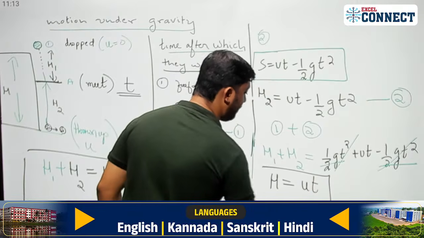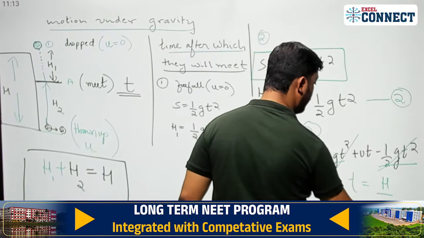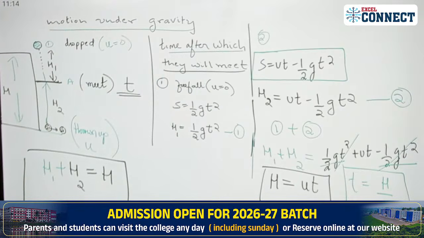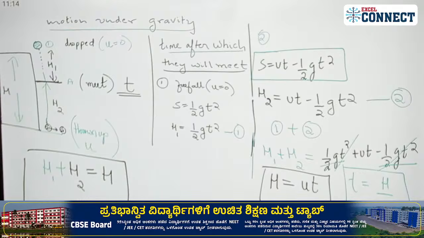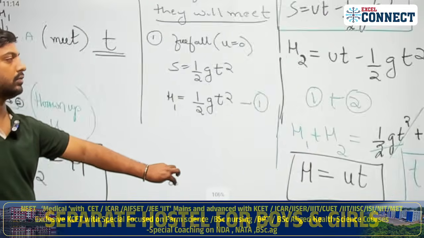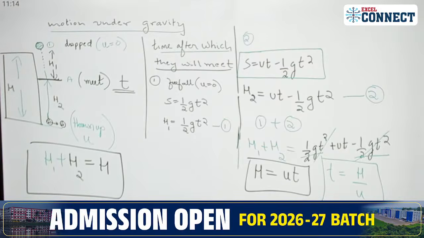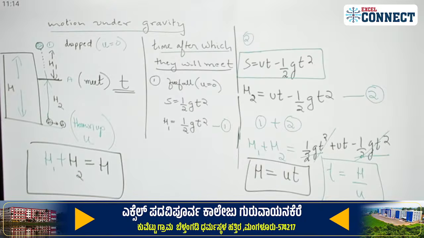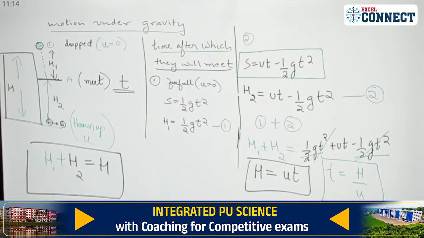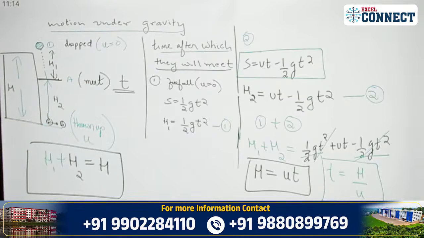What is t? t is the time to meet. So what is the time taken for meeting? It is h by u. Time taken is equal to h by u. Just write this in your notebook.